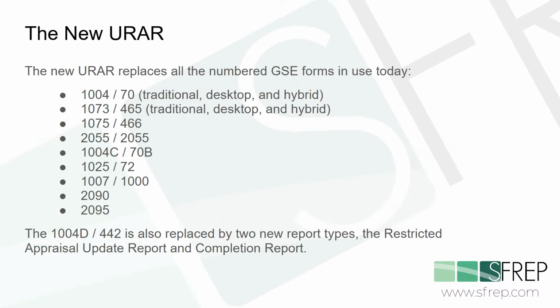So this is truly a report to rule them all. The new dynamic URAR is going to be replacing all of the existing UAD 2.6 reports. UAD 2.6 being what you're currently dealing with. It's the UAD we've been dealing with for about the last 10 years. So it's going to replace the 1004, the 1073, the 1075. All of these reports get replaced by one dynamic report that changes dependent upon how you start filling it out. So there's no need for these other reports because this one report morphs into what you need it to be based upon the checkboxes that you check and the pull downs that you use.